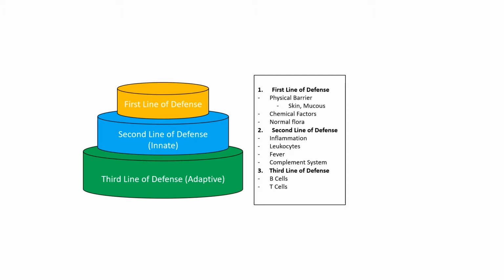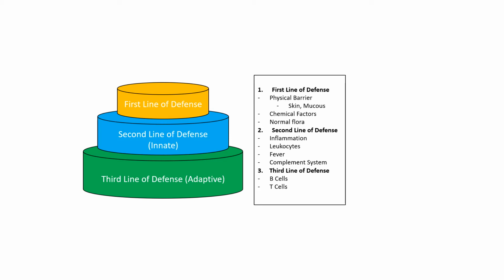from them. These mechanisms can be broken down into three different areas, which are referred to as the three lines of defense. The first line of defense includes physical barriers like skin and mucous membranes, chemical factors, and the normal flora, also called microbiota. The second line of defense includes mechanisms such as inflammation, leukocytes, and fever. Lastly, the third line of defense includes the activation of adaptive immune cells called B cells and T cells.